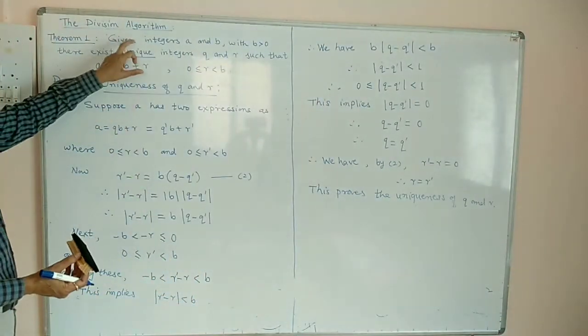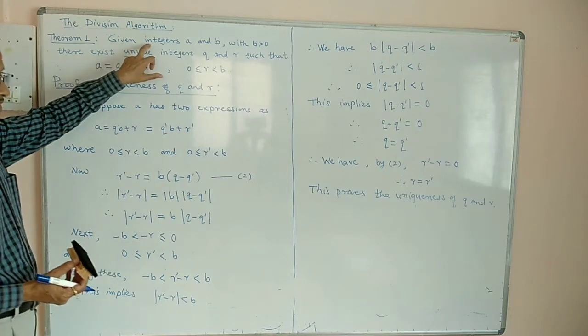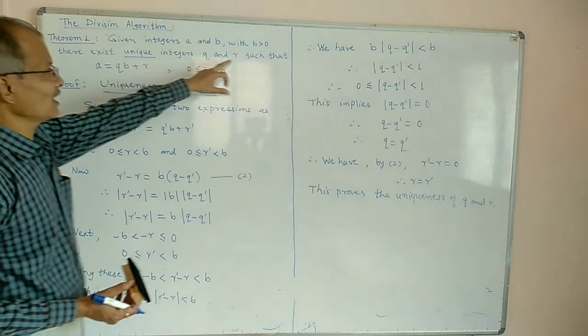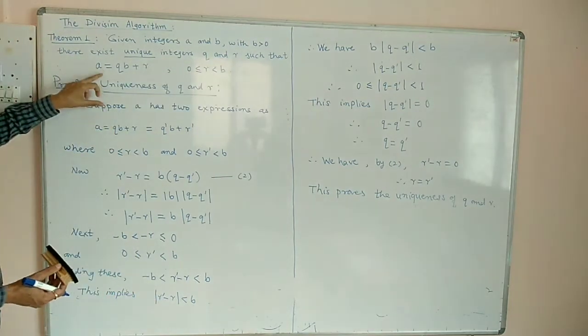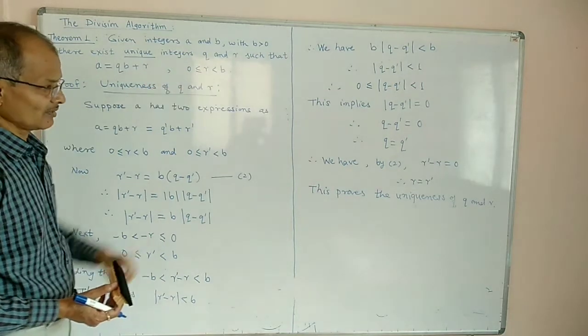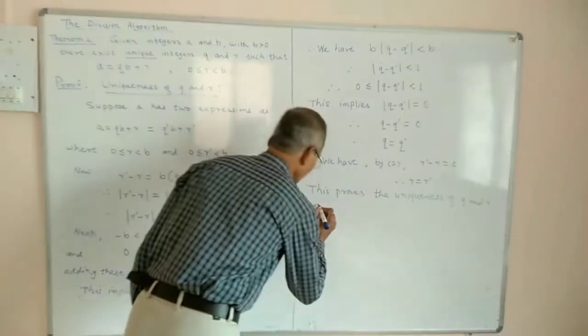So we have proved for given integers a and b with b positive, there exist unique integers q and r such that a is equal to qb plus r, where r lies between 0 and b. So this completes the proof.